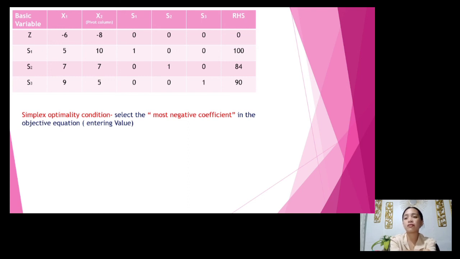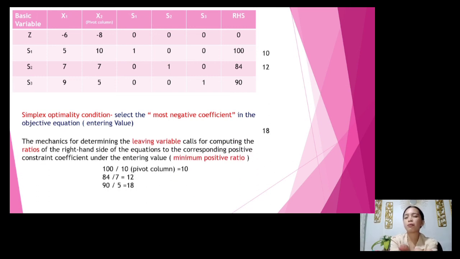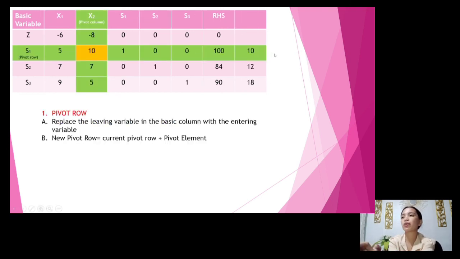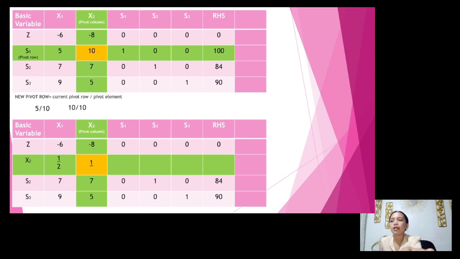We need to find the most negative coefficient. The most negative here is -8. Then we find our minimum positive ratio, which here is 10. So this is our pivot row and pivot column. We need to get the value of our S sub 1, so we will be doing the same process as in our last problem. It is 1/2, then 1, then 1/10, then 0, 0, and 10.